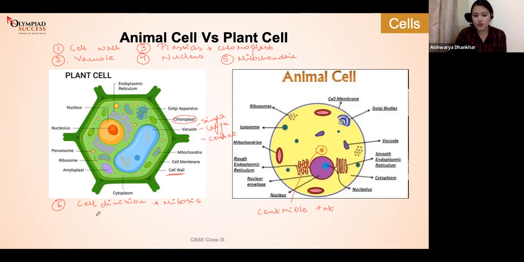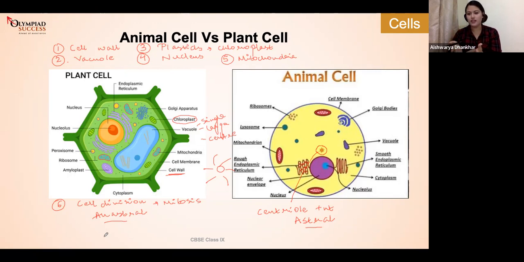Okay, so we usually call the cell division in plants anastral, and in animal cells we call it astral. Astral means star formation. So this centriole, when the cell starts dividing, produces fibers which look like a star. That is why astral. And here centrioles are absent, so we call it anastral. Okay, so these are the major 6 differences.